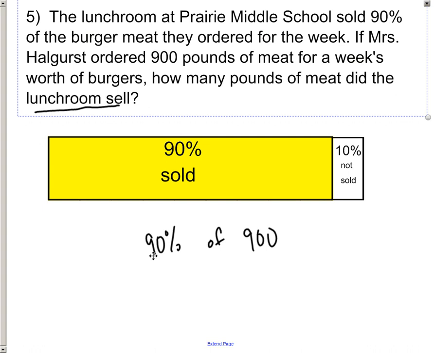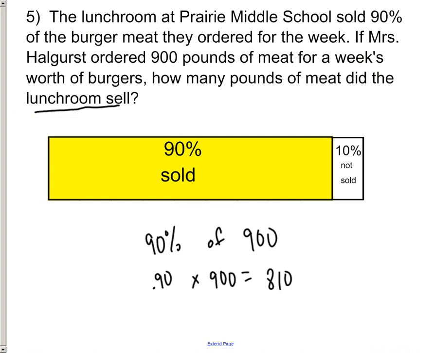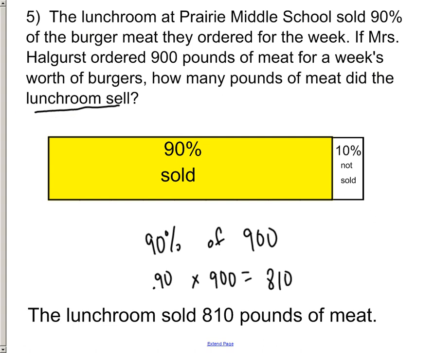How do we figure that out? We turned the percent into a decimal, moved it to the left 2 times, and then just multiplied it by 900, and we got 810. So they sold 810 pounds of meat.